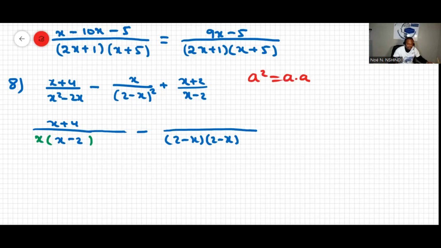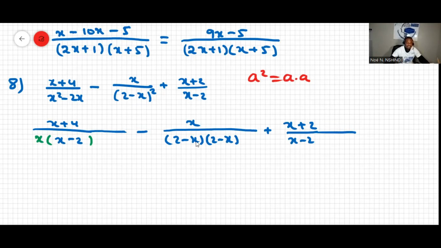Okay, and then x over there, and then plus x plus 2 over x minus 2. Okay. Now we need to find the common denominator. So over here we have x. Here we have x minus 2, and then x minus 2.